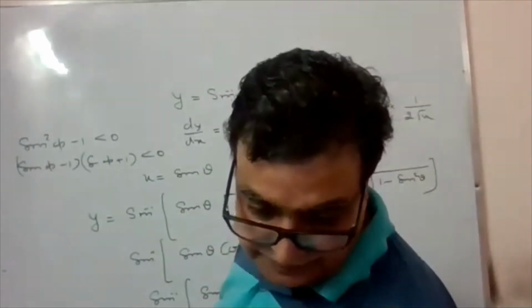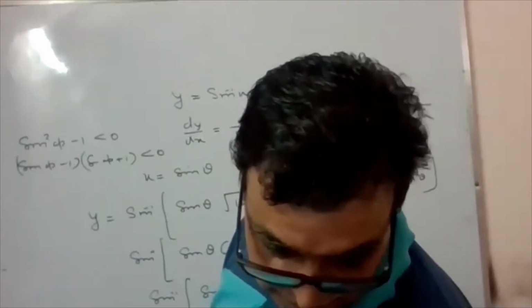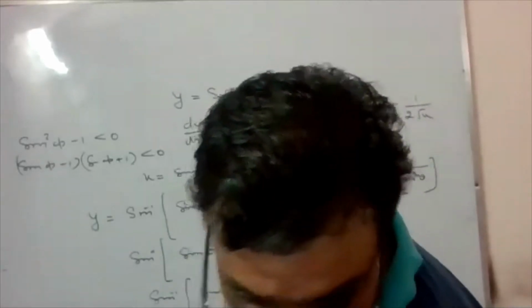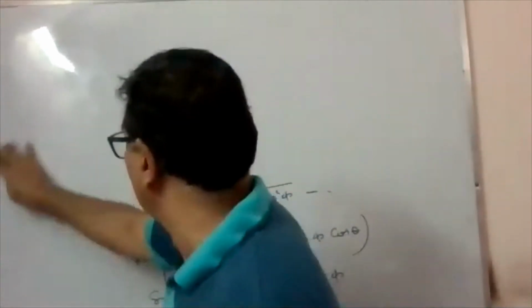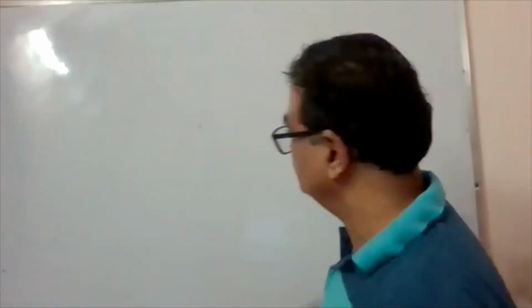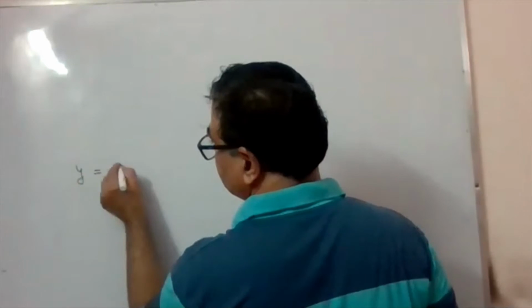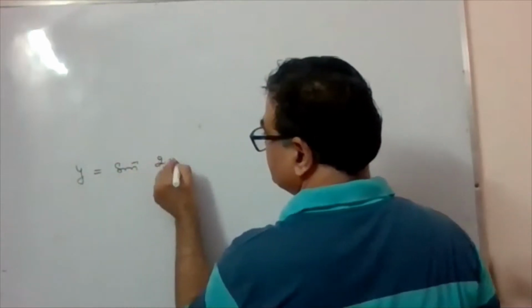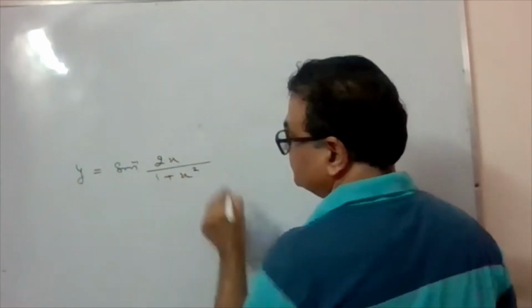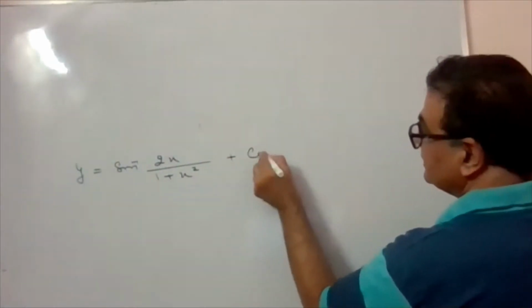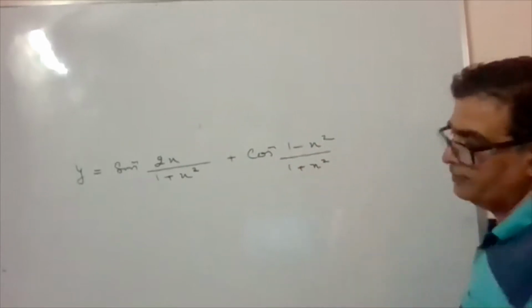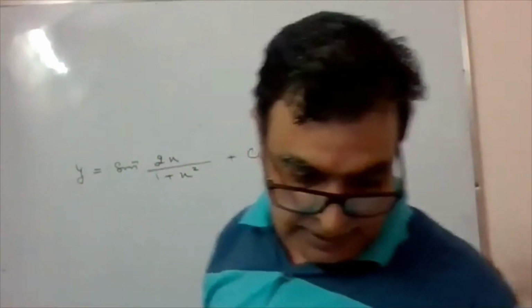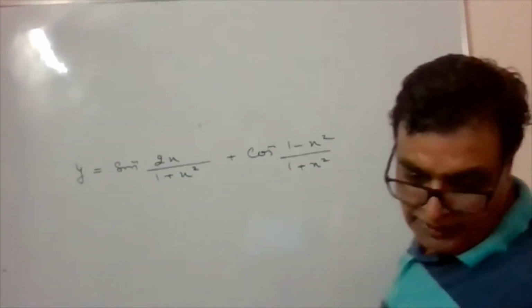Next question, please. If y is equal to sine inverse 2x by 1 plus x square, plus cos inverse 1 minus x square by 1 plus x square, and x is given between 0 and 1.